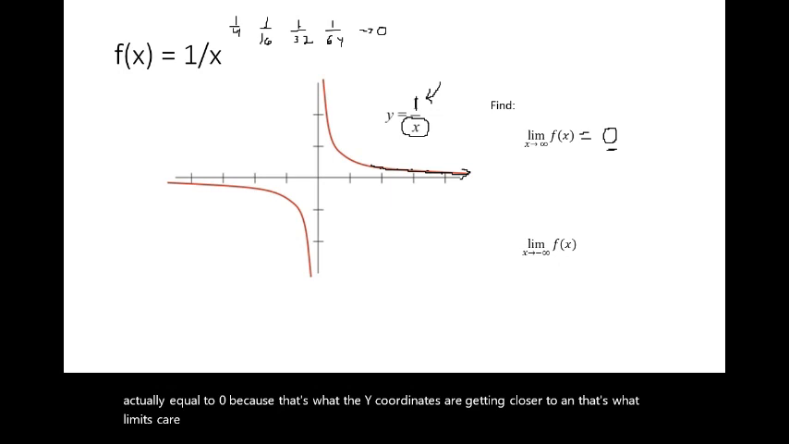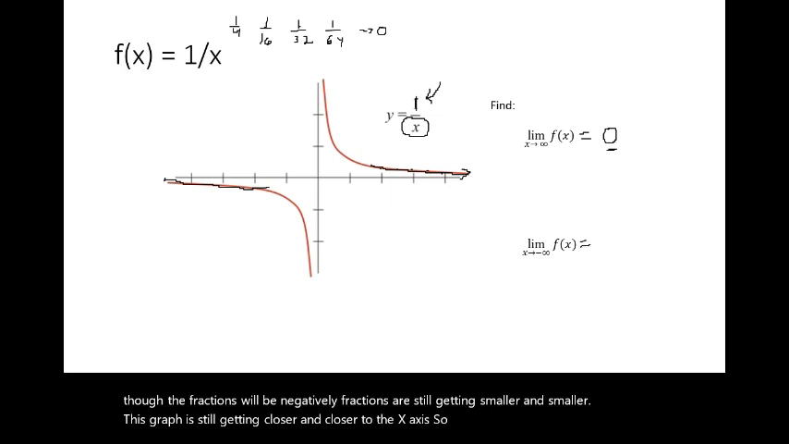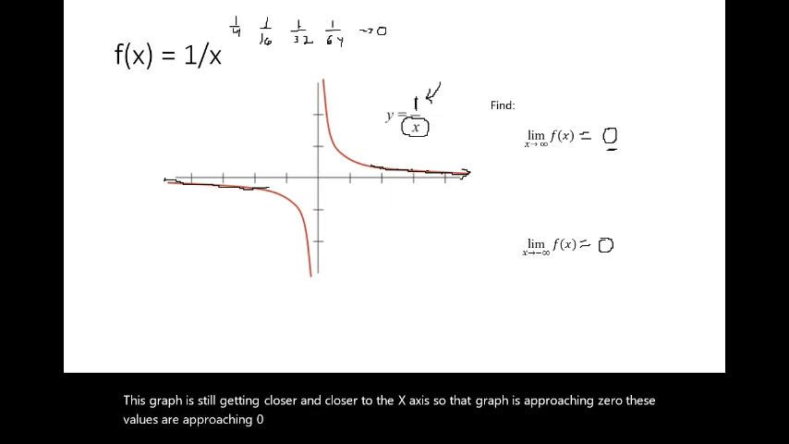Now, the same thing for the limit as x approaches negative infinity. Even though the fractions will be negative, the fractions are still getting smaller and smaller. This graph is still getting closer and closer to the x-axis. So that graph is approaching 0. These values are approaching 0. So the limit as x approaches negative infinity of 1 over x is equal to 0.